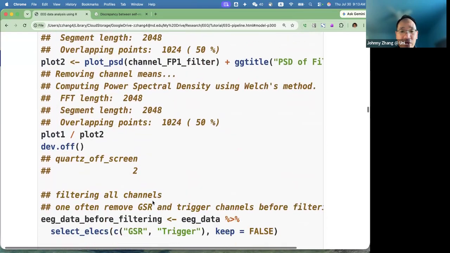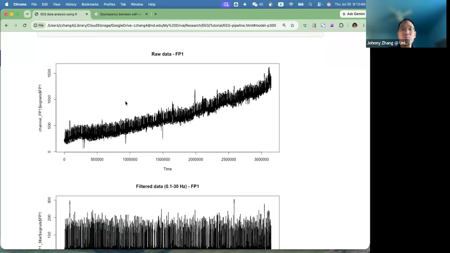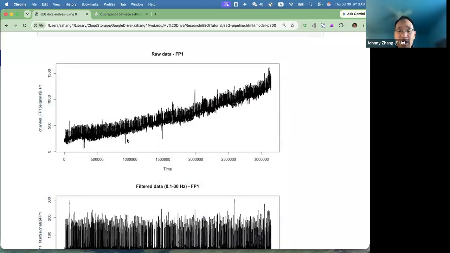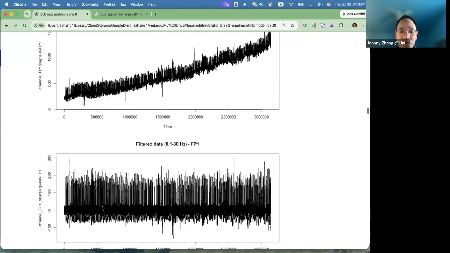So after filtering, you can see the difference. This is before filtering for the FP1 channel. It's only for one channel, right? Notice there's a kind of drift here. There's a linear or nonlinear increase pattern here, right? Before filtering, this means there's a drift, or low frequency signals here. And after filtering, notice our filtered data looks like this, right? So we kind of removed the trend here.